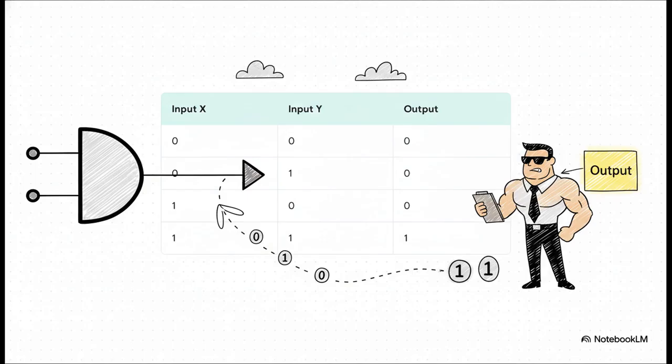And here's exactly how that plays out. On the left is the symbol for the AND gate. And on the right, you've got what's called a truth table, which is basically its rule book. And look, the only way you get a 1 on the output is if input X and input Y are both 1. Any other combo, you get a 0. No exceptions. Just like that bouncer.